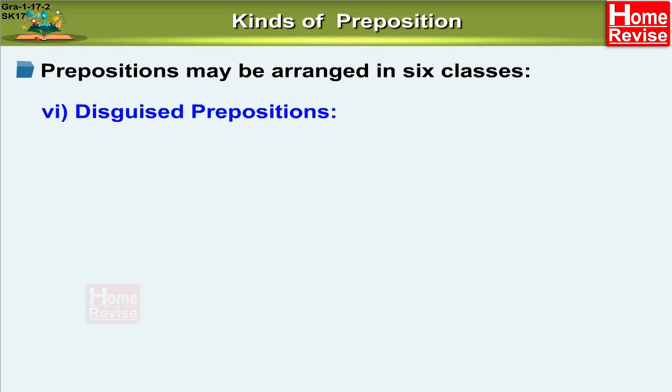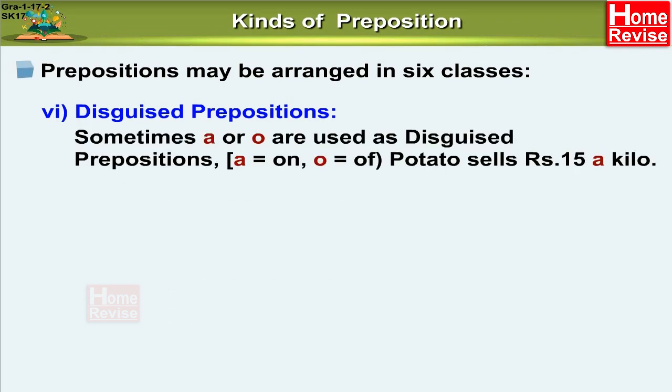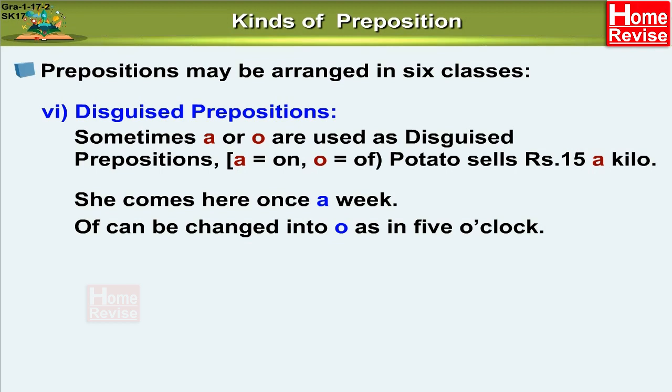Sixth, disguised prepositions. Sometimes A or O are used as disguised prepositions. A means on, O means off. Potato sells ₹15 a kilo. She comes here once a week. Off can be changed into O as in 5 o'clock.